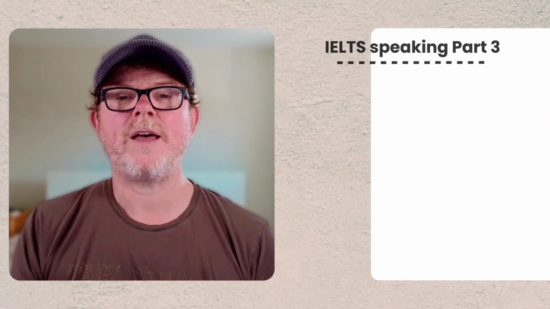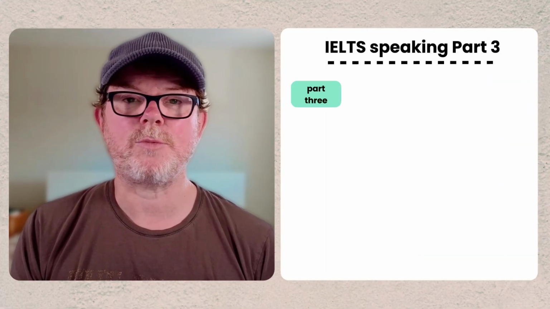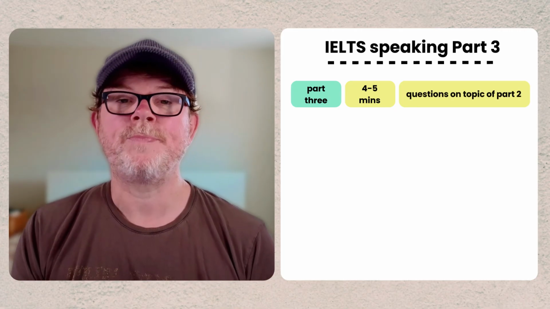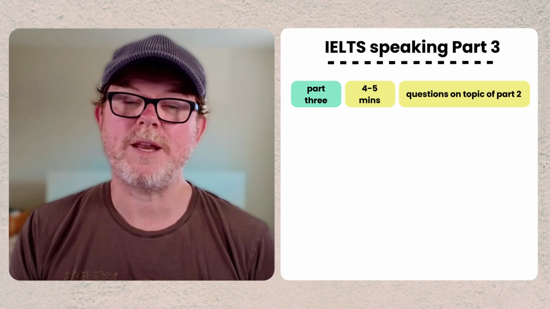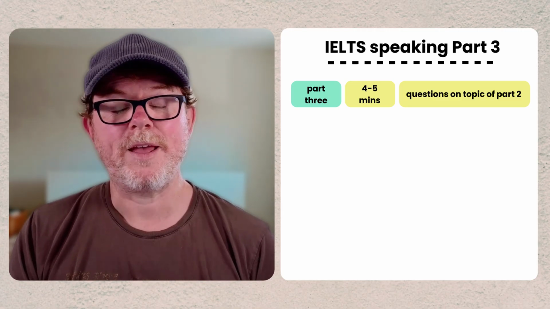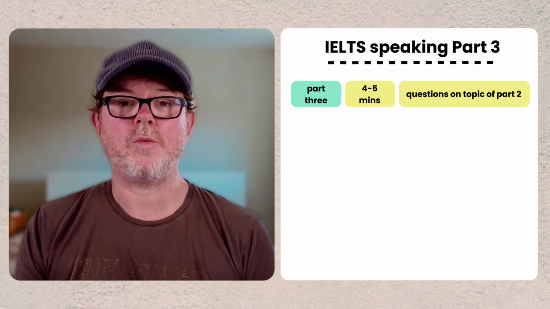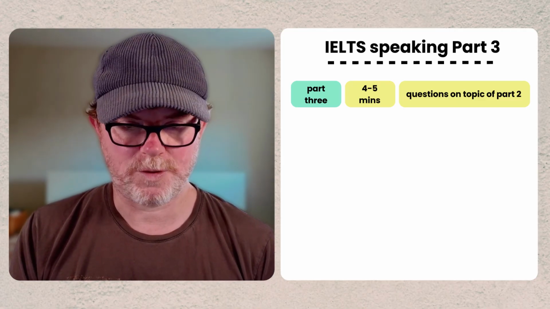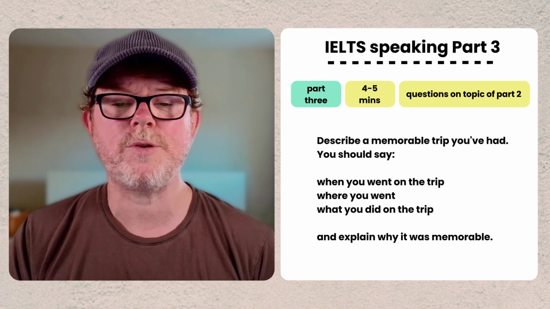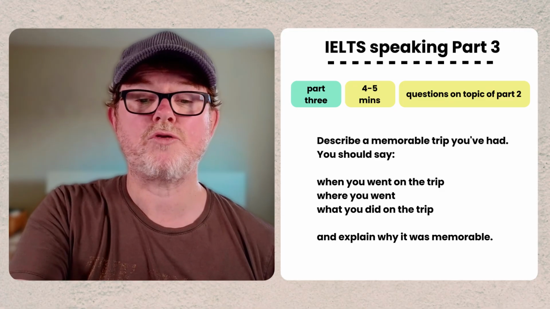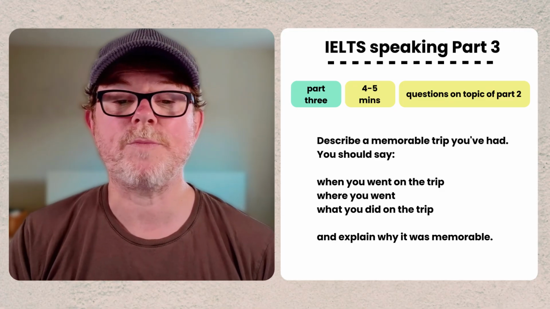Today we're going to be talking about part 3 of the IELTS speaking exam. This is where the examiner will ask you some questions connected to the topic of part 2. Part 2 is where you must speak for 2 minutes by yourself after 1 minute of preparation. So, for example, if part 2 was this task, like describe a memorable trip you've had, you should say where you went on the trip, what you did on the trip, and explain why it was memorable.